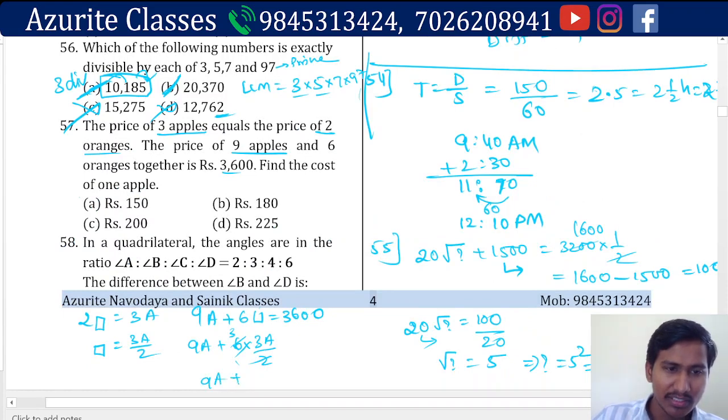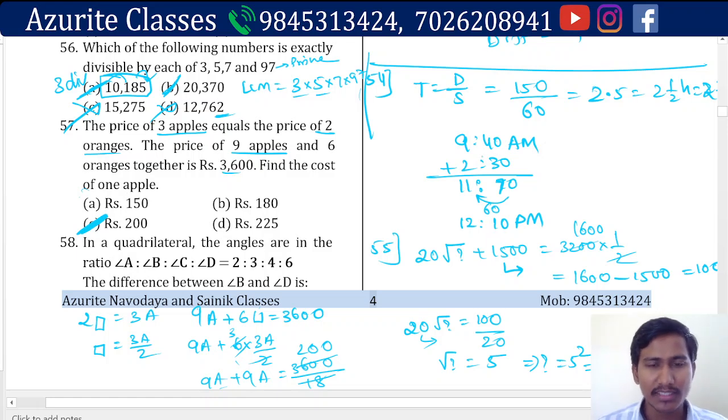So this will come as 9 apples, and this will also come as 9 apples. So that is 3600. 9 plus 9, 18. If you divide with 18, 18 2s are how much? 3600. So 200 apples. So 1 apple is how much? That is 200. So option C here. Okay, answer is option C. Okay, I got it, everyone.